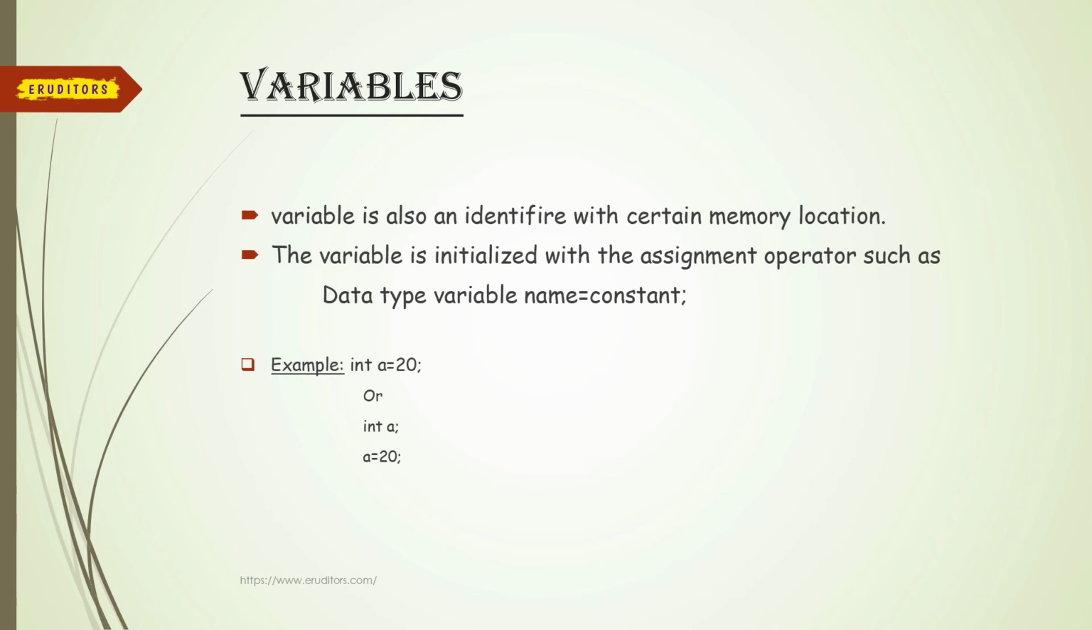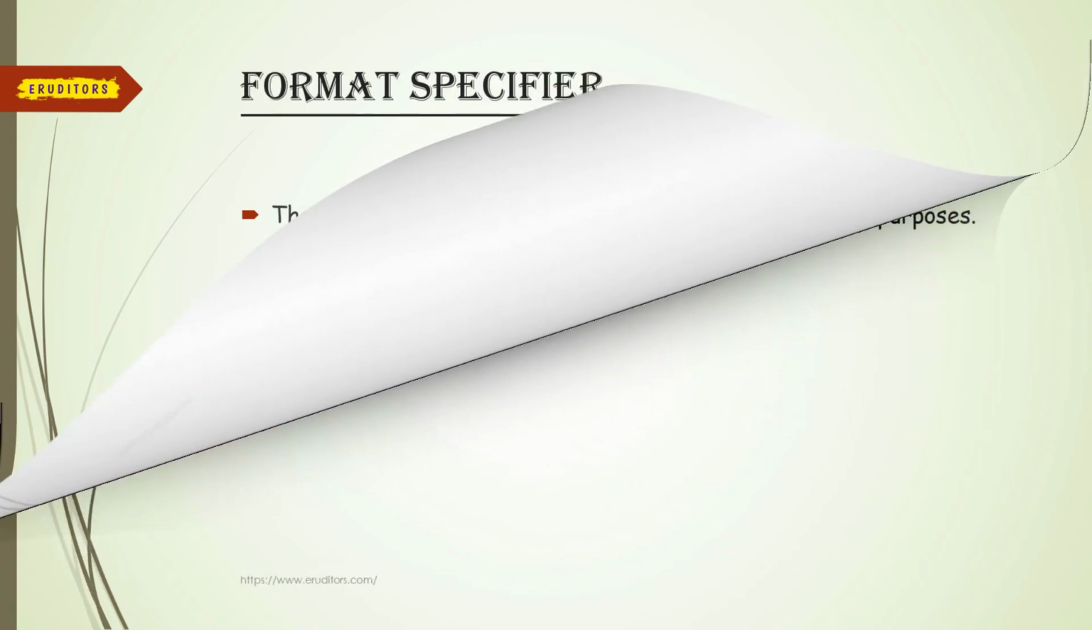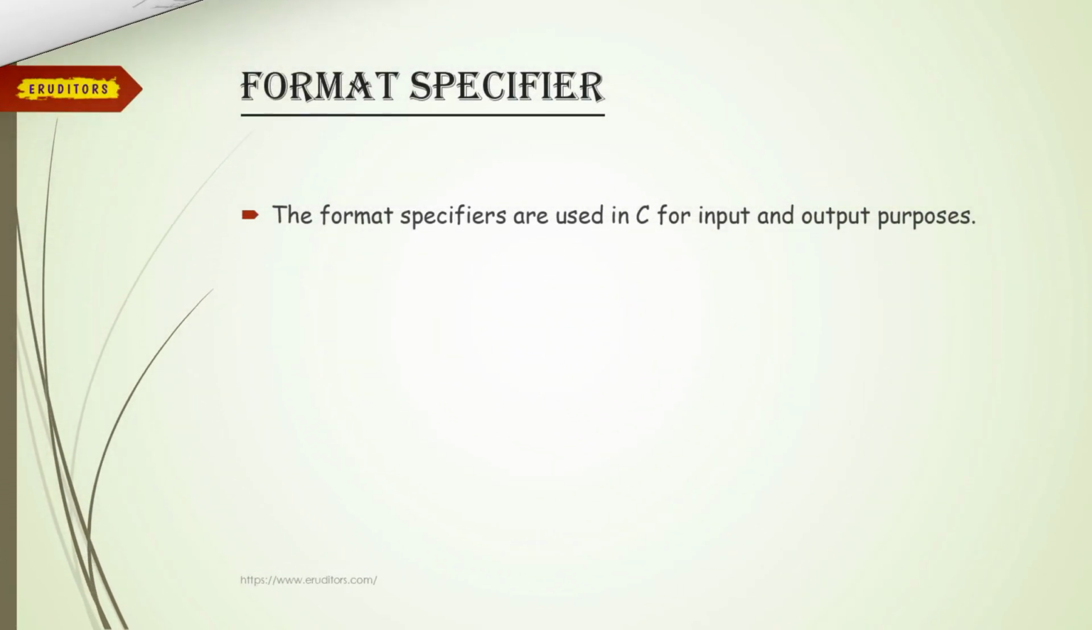Before running the code in the C compiler, we need to know about the format specifier. Many of you will know about the format specifier, so this is for those who don't. The format specifiers are used in C for input and output purposes, in association with the scanf function for taking input and the printf function for printing the data that is referred by any object or variable.